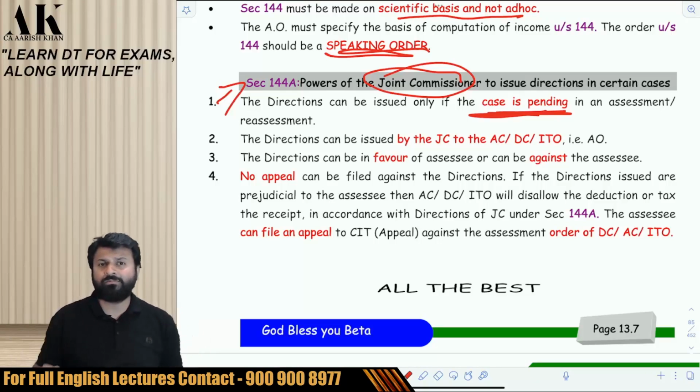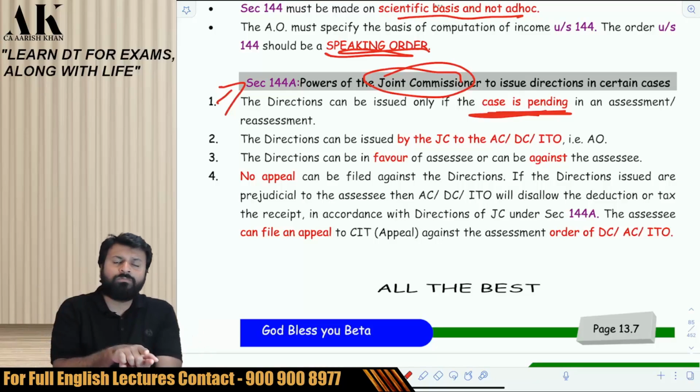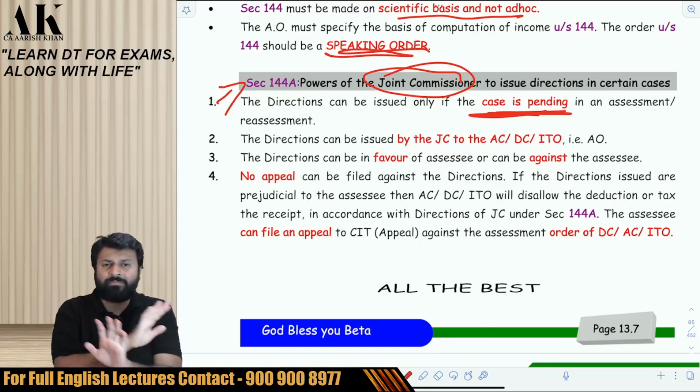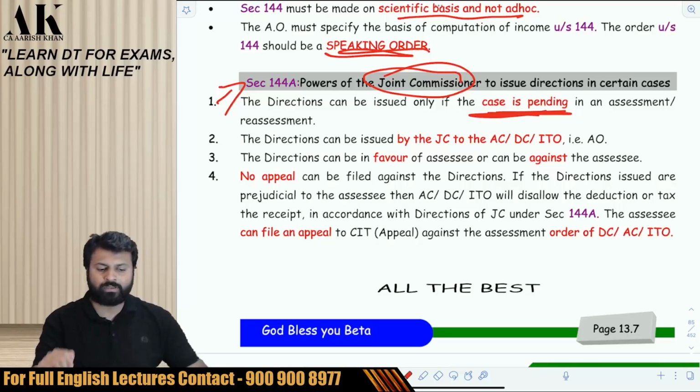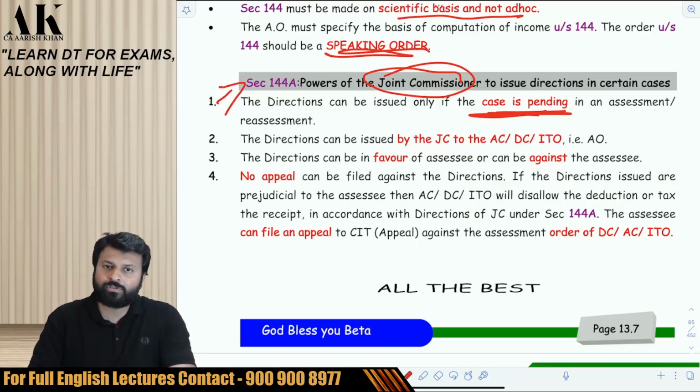Then what assessee has to do? Whatever JC will say, AO will do. And after the AO has passed the assessment order, means he has completed the assessment, you can file an appeal against that to CIT appeal. You can check over here. Okay. Just go through it and then we'll move on to the next topic.